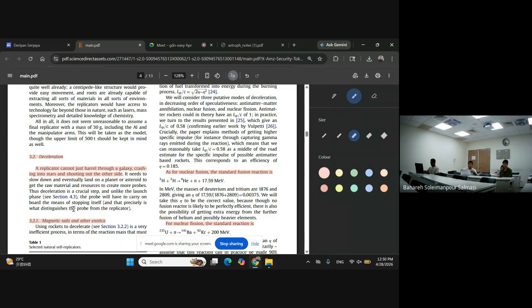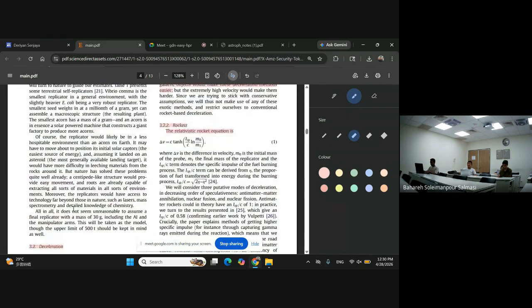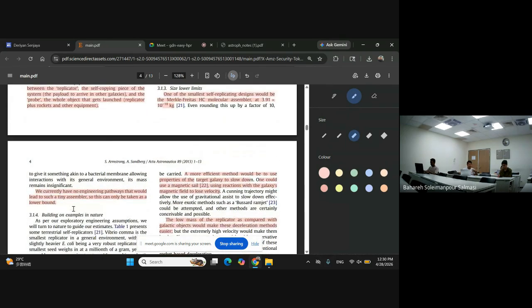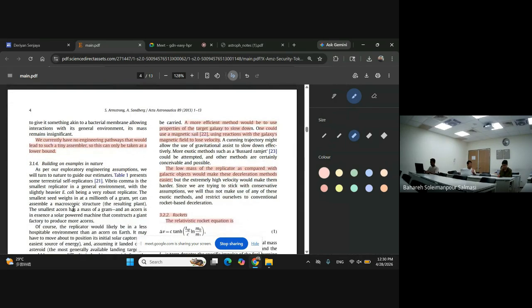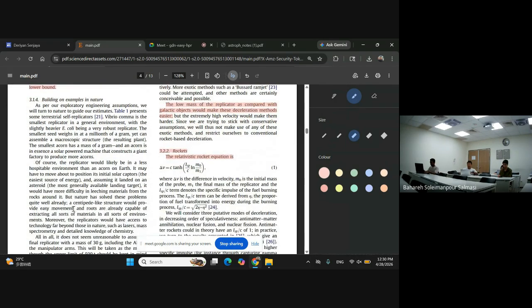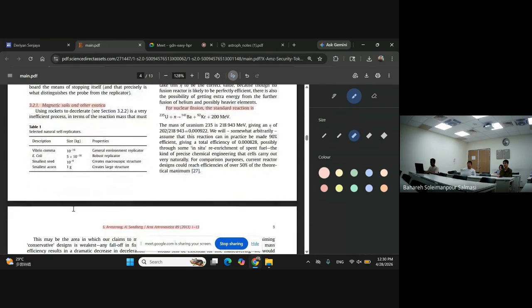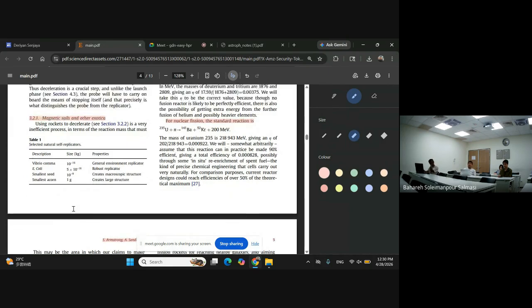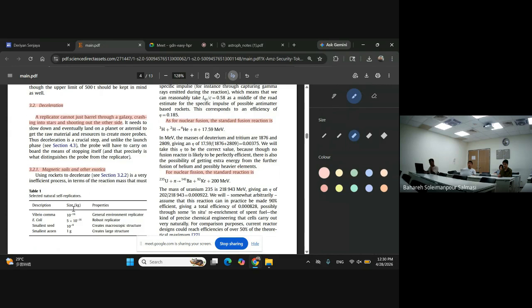So they mentioned that they can use magnetic sails. They use magnetic energy to slow down the system. And to design the rockets, they can employ the relativistic rocket equations. This gives the fuel needed to reach relativistic speed. And they can use standard nuclear fission reactions and also nuclear fusion too.